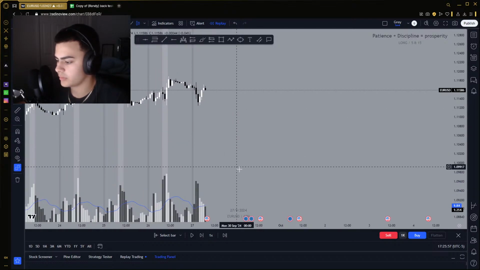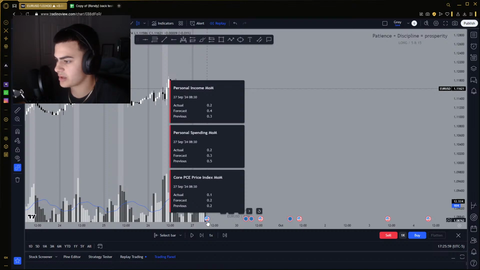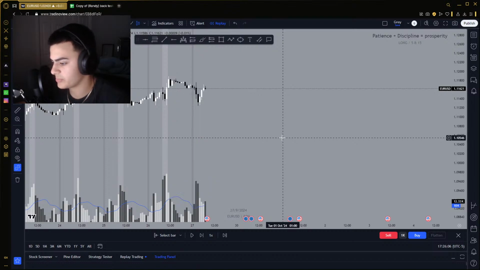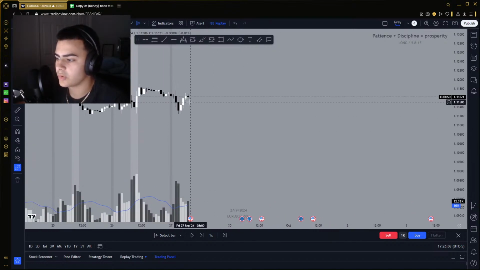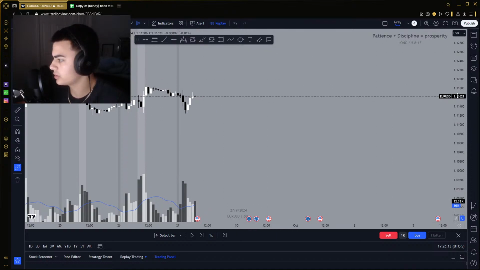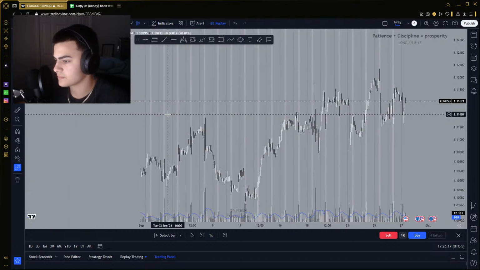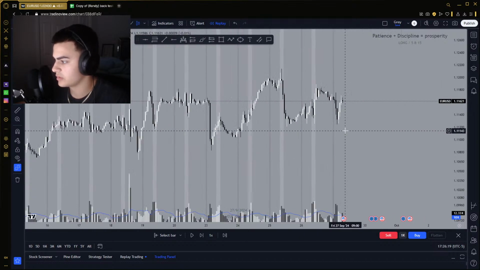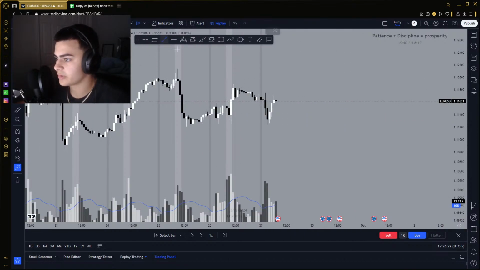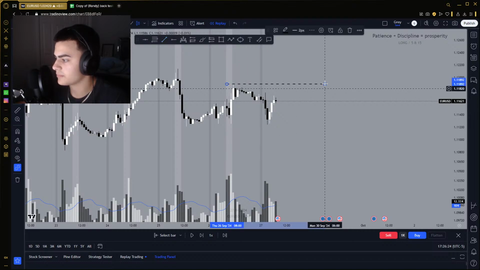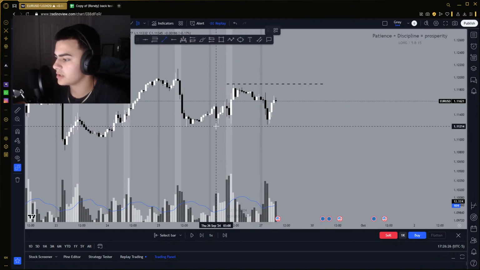One more. There we go. There's news at 8:30. Okay, so there's gonna be big news at 8:30, so I probably won't trade within 8:30. But we have been seeing a little bit of accumulation within this area, especially in this area. Yeah. So let me mark the daily high and the daily low, which is right here.